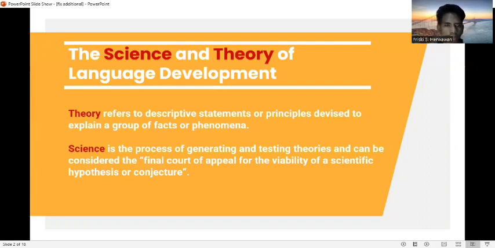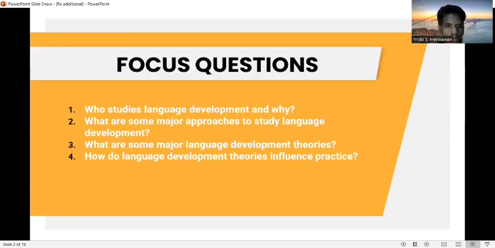So in science activity, scientists test a certain teaching method or teaching strategy that is formed based on the language development theory. Now I'm going to explain the material, but in this presentation, I would explain it by focusing on four main questions. The first one is who studies language development and why? The second question is what are some major approaches to study language development? The third question is what are some major language development theories? And the last one is how do language development theories influence practice?